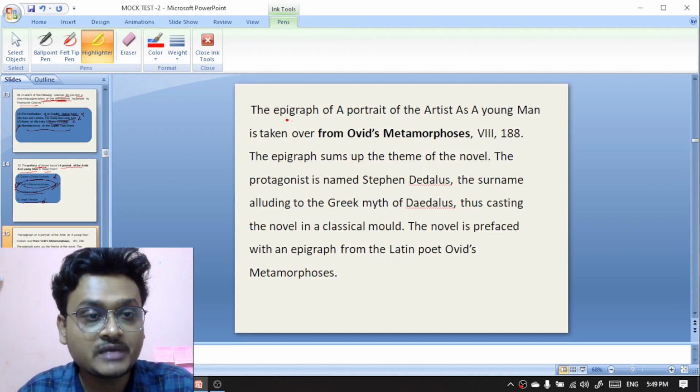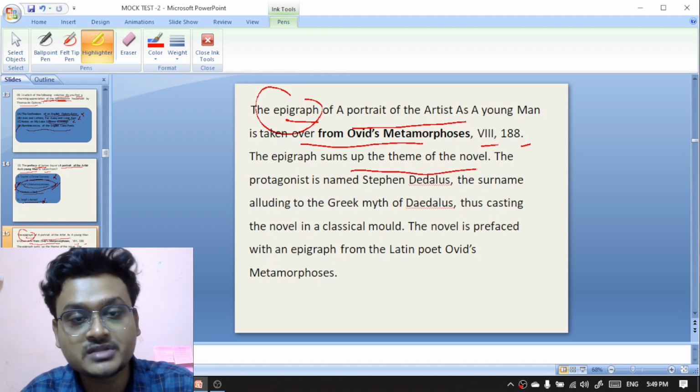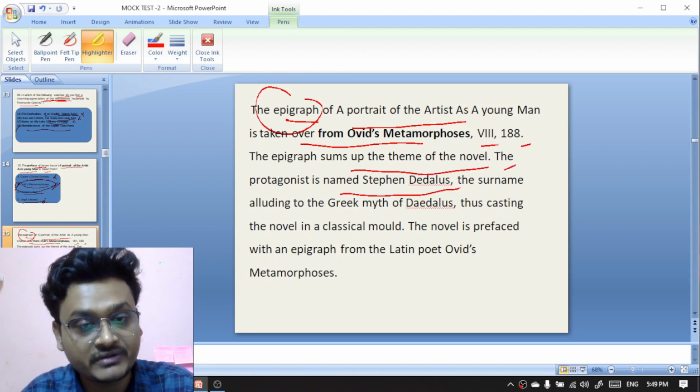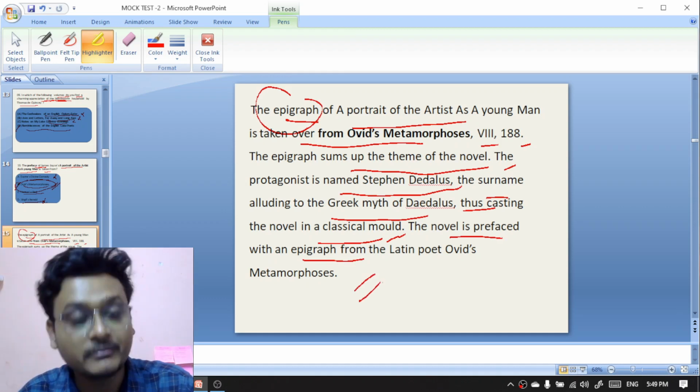The epigraph of A Portrait of the Artist as a Young Man is taken from Ovid's Metamorphoses 8. The epigraph sums up the theme of the novel here. The protagonist is named Stephen Dedalus, the surname alluding to the Greek myth of Daedalus, thus casting the novel in a classical mold. And the novel is prefaced with an epigraph from the Latin poet Ovid's Metamorphoses.